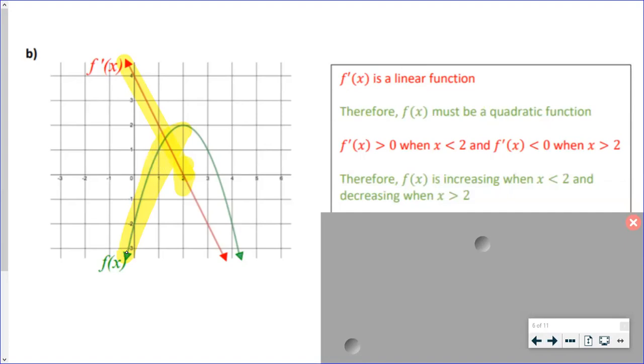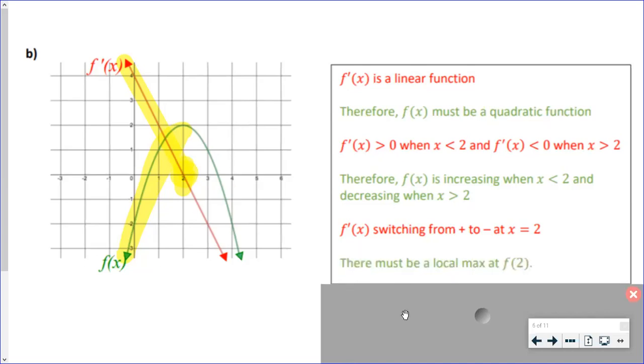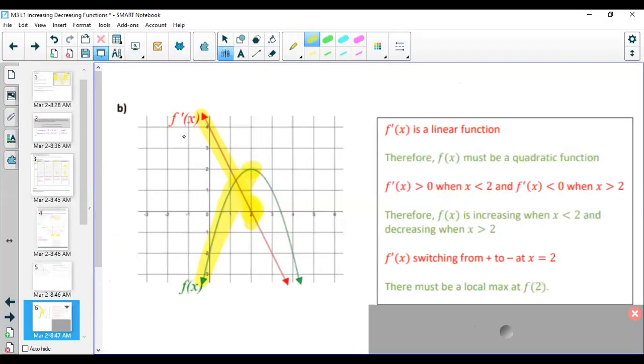The derivative goes hand in hand with interpreting the behavior of the original function. Also notice that at this critical number, x is equal to 2, we're switching, f prime of x is switching from above the x-axis to below the x-axis, fitting what we know. And this also corresponds to the fact that we have a local maximum. Go over here. We have a local maximum at x is equal to 2.